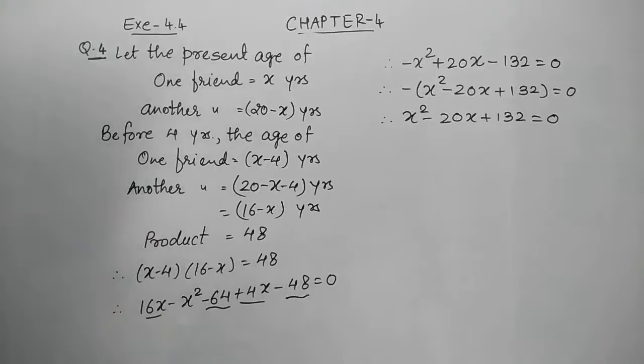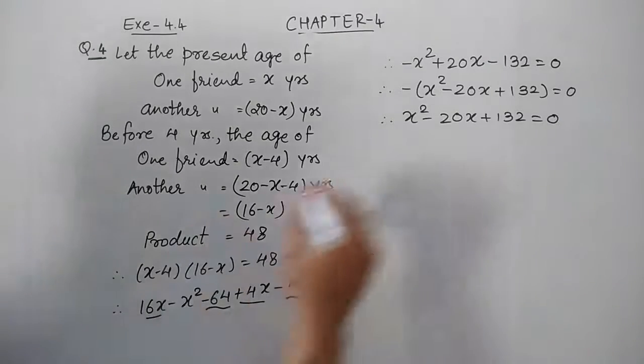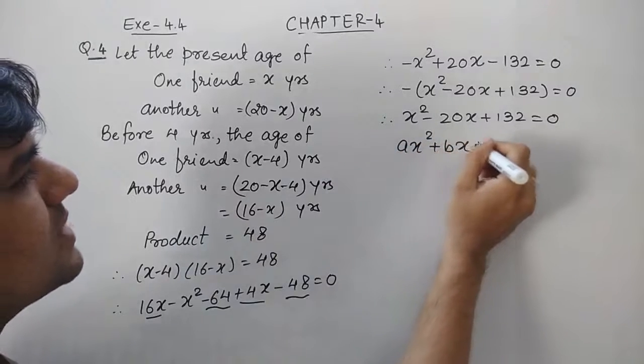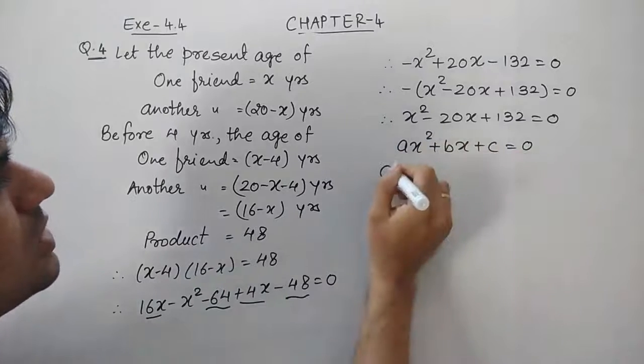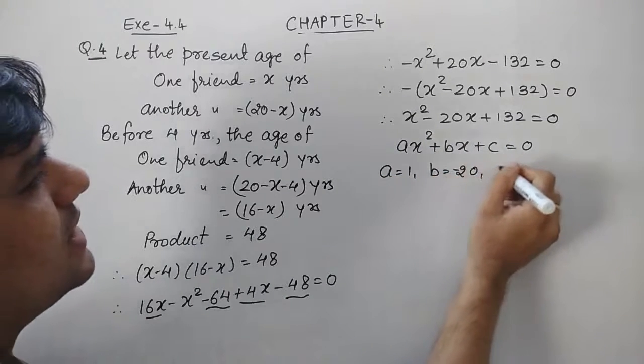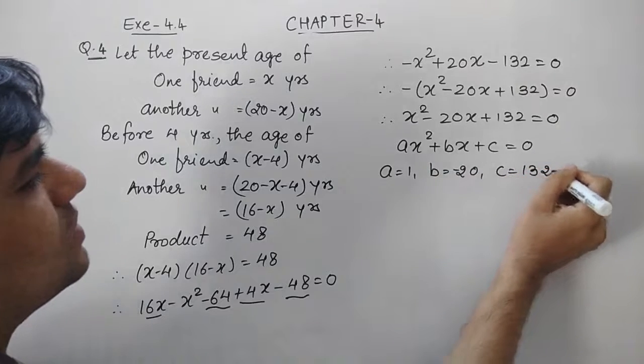कई बार ऐसा होता है कि प्राइम फैक्टर से हमें वैल्यूज नहीं मिलते. So let us go by the method of quadratic formula. So we'll compare this with the standard form, that is ax square plus bx plus c equals to 0. So a is 1, b is minus 20 and c is 132.